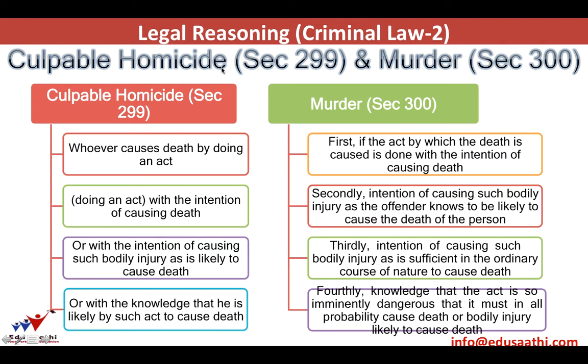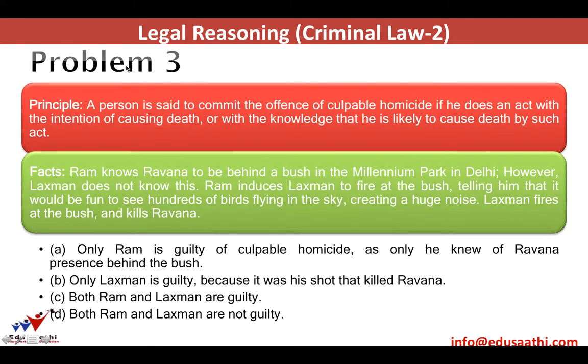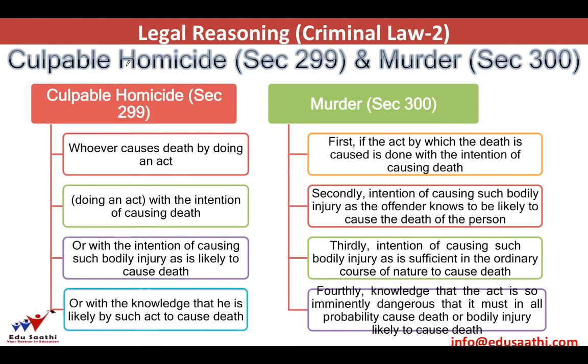Let's come to the next concept of culpable homicide. Culpable homicide and murder. Culpable homicide is defined under section 299 of IPC and murder is defined under section 300 of IPC, that is Indian Penal Code. So let's understand the culpable homicide first of all. Section 299 says, whoever causes death by doing an act with the intention of causing death, or with the intention of causing such bodily injury as is likely to cause death, or with the knowledge that he is likely by such an act to cause death.